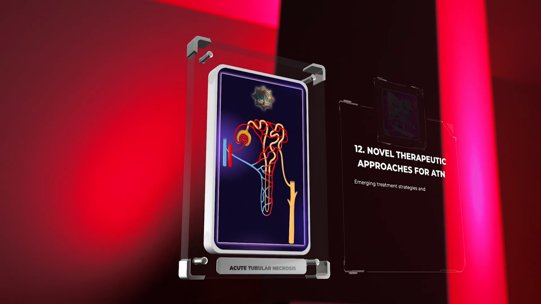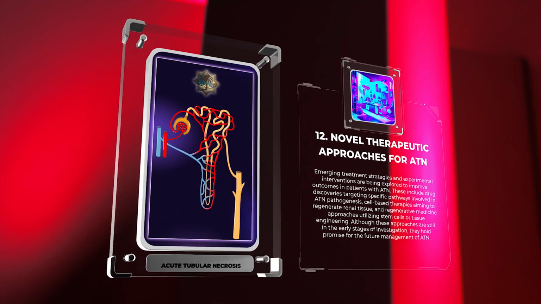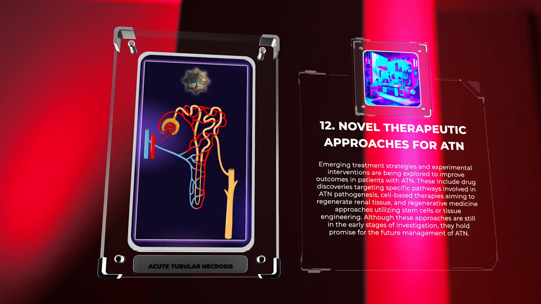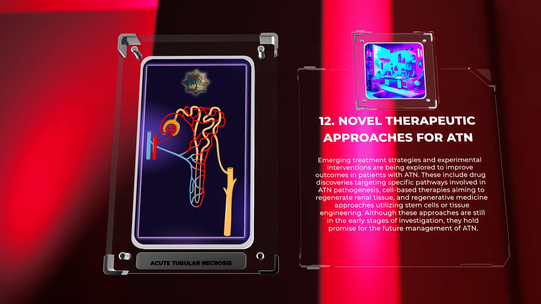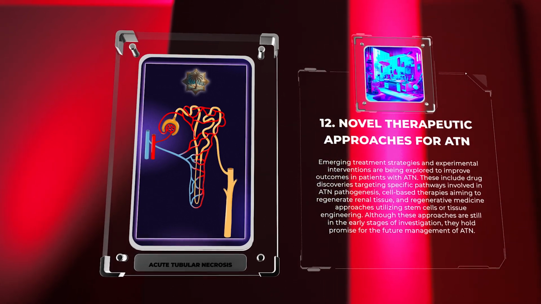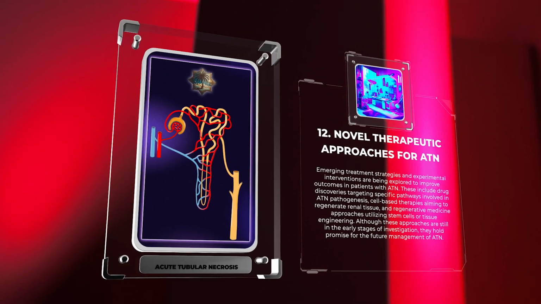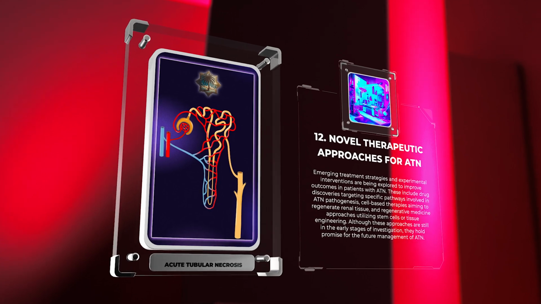Emerging treatment strategies and experimental interventions are being explored to improve outcomes in patients with ATN. These include drug discoveries targeting specific pathways involved in ATN pathogenesis, cell-based therapies aiming to regenerate renal tissue, and regenerative medicine approaches utilizing stem cells or tissue engineering. Although these approaches are still in the early stages of investigation, they hold promise for the future management of ATN.